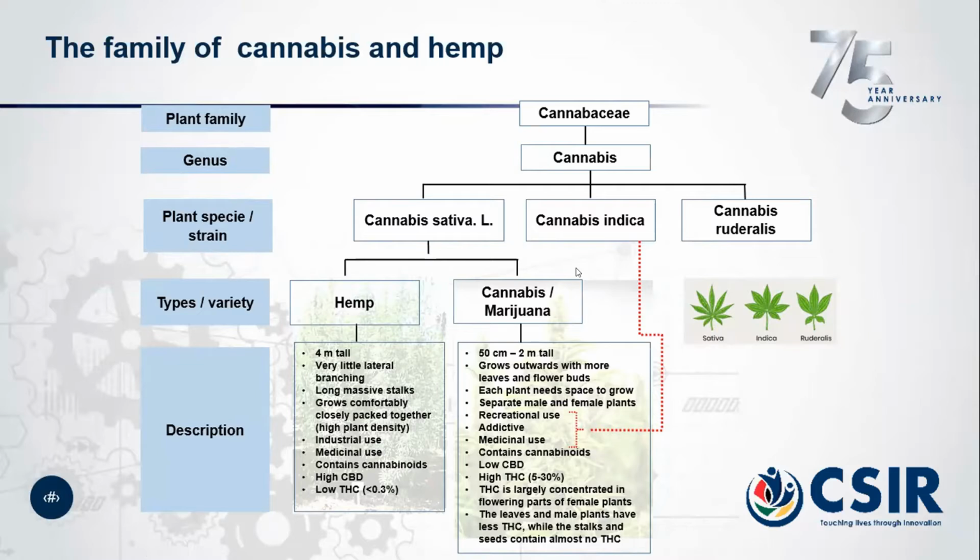So hemp is slightly taller than marijuana. If you look at the list, those are some of the things to distinguish between cannabis and hemp. Another thing which I found very interesting is the leaf shape: the sativa leaves are different from the indica, as in the picture on the right, and also from the ruderalis. So those are some of the ways that you can easily identify the different varieties.